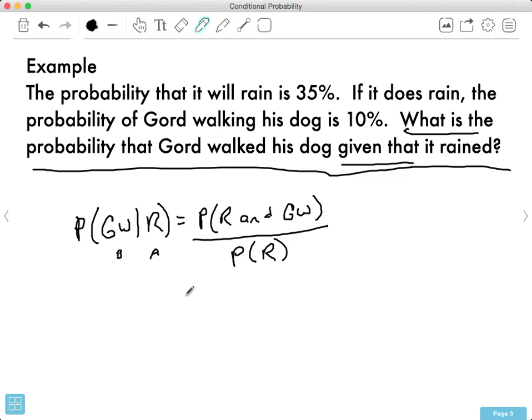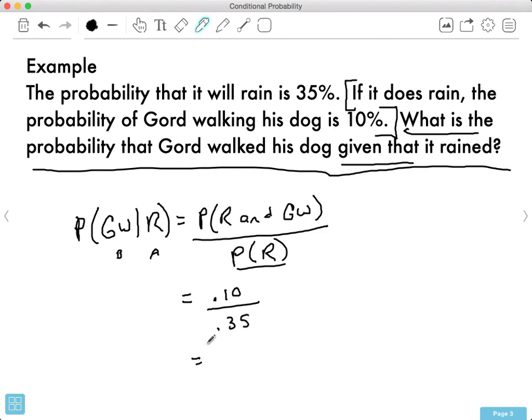Setting up the formula is usually the trickier part. They give you the percentages or the probabilities that you need. It's just knowing where exactly to put them. So the probability of it raining and Gord walking his dog comes from this sentence: if it does rain, so it's raining, the probability he walks his dog is 10%. So it's 10% on top of this fraction. And then the probability that it rains alone is 35%. So it's 10% divided by 35%.